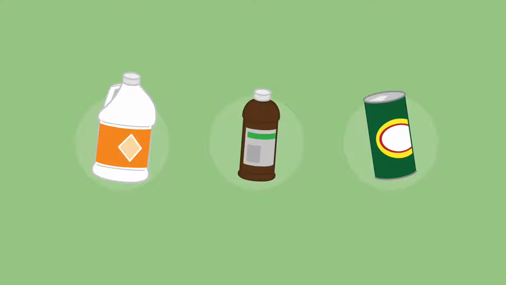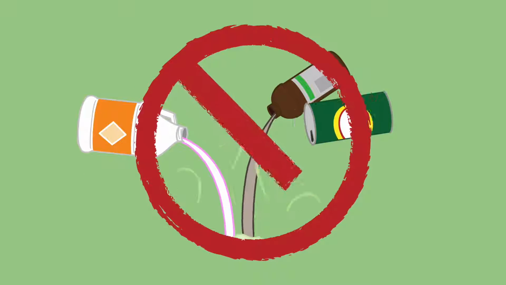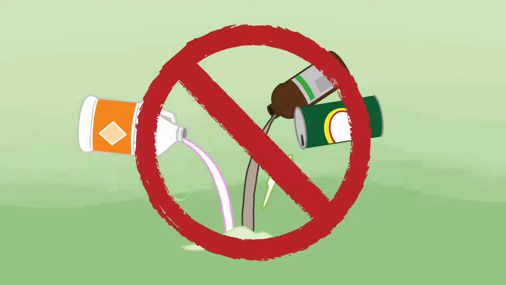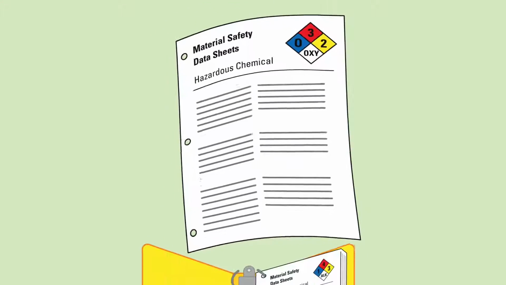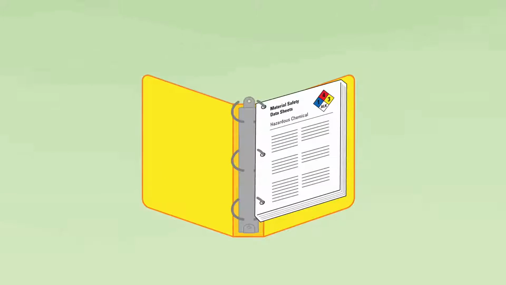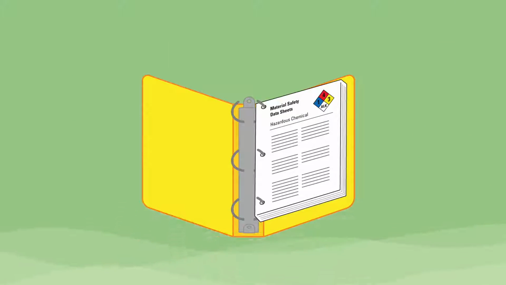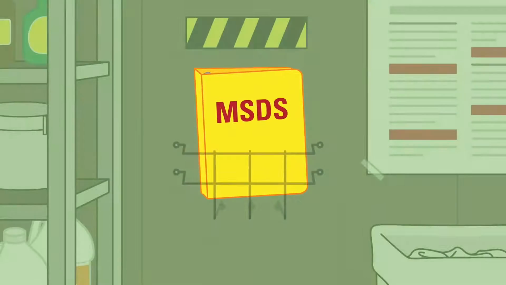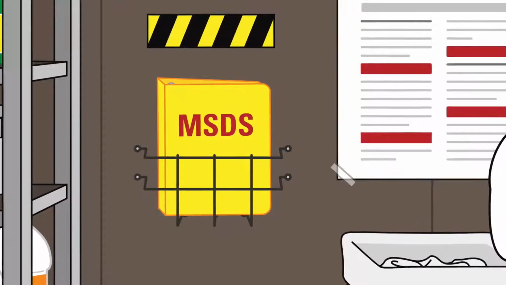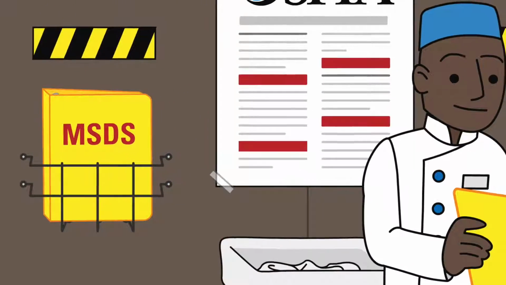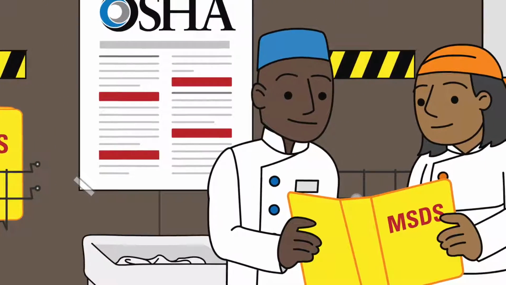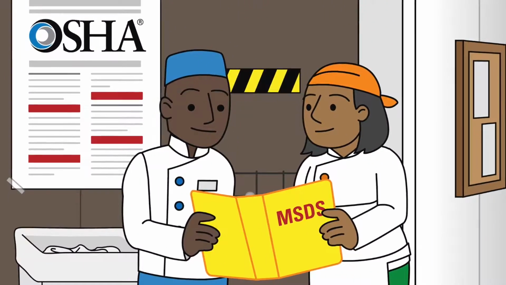You will need to follow manufacturer guidelines when using cleaning agents. Do not mix different types of agents together, as they might react and cause toxic fumes. Manufacturers create materials safety data sheets, or MSDSs, that contain information regarding the safe use of chemicals. The Occupational Safety and Health Administration, or OSHA, sets standards to protect the health of food service workers. OSHA requires that materials safety data sheets be available to all employees at their workplace. Employees must be trained to read these safety sheets.